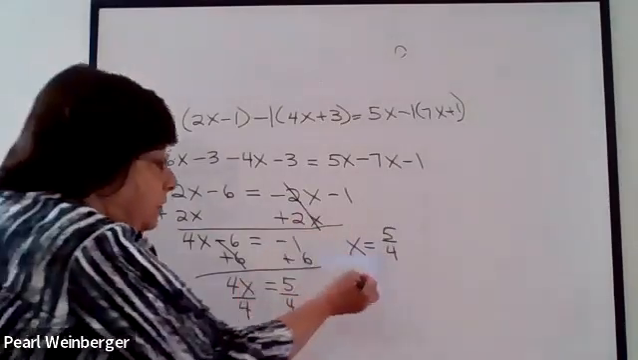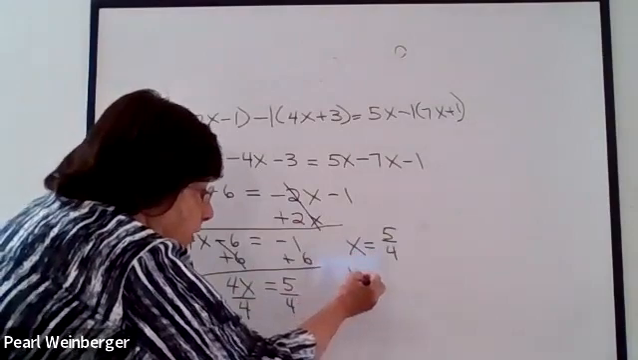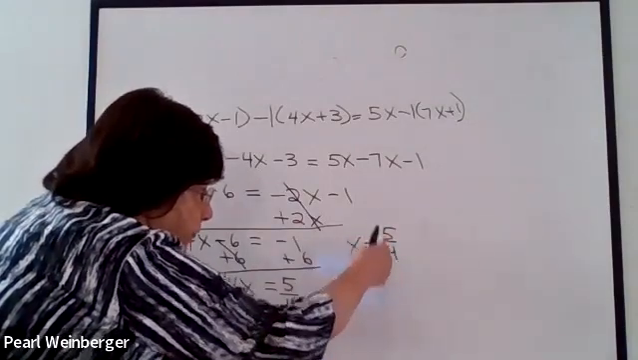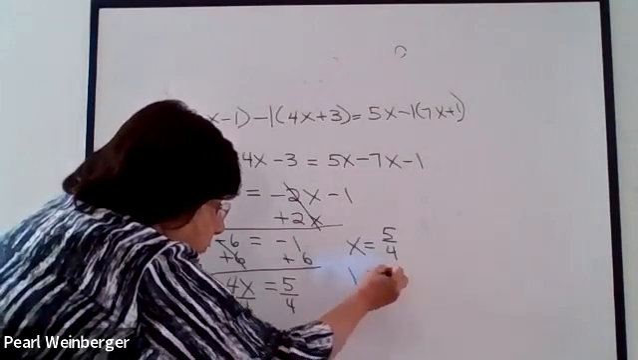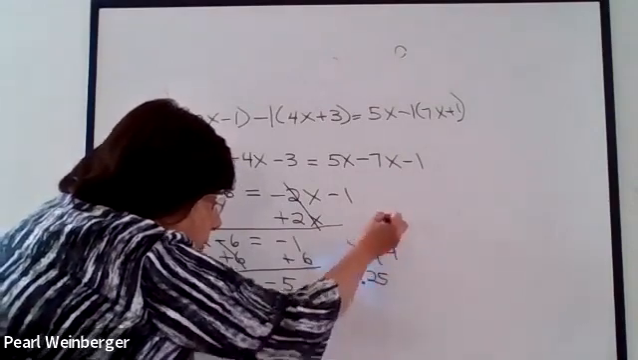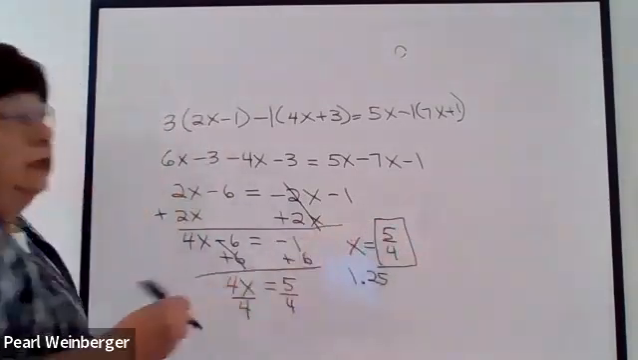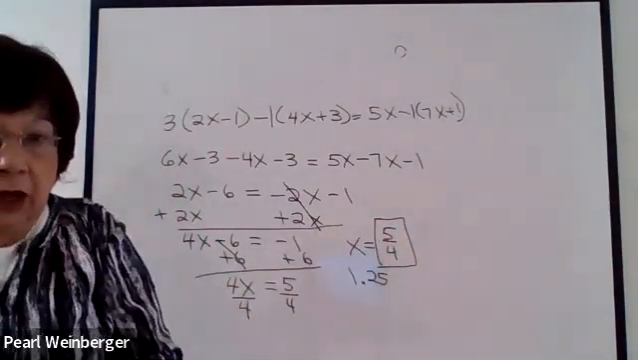If you wanted to give it as a decimal, if you put it in your calculator, 5 divided by 4 would have been 1.25. So that would have been an alternate answer, but probably the better answer is 5/4.